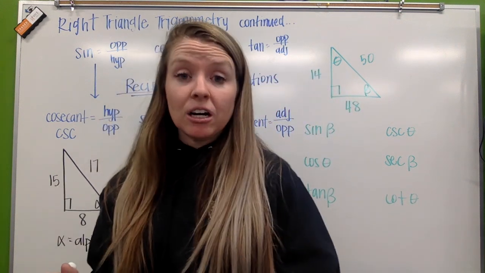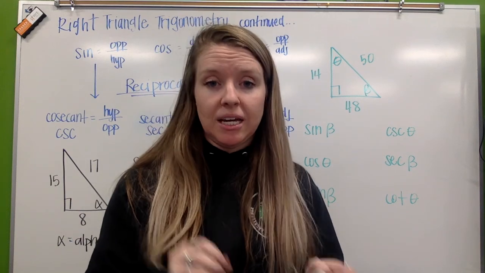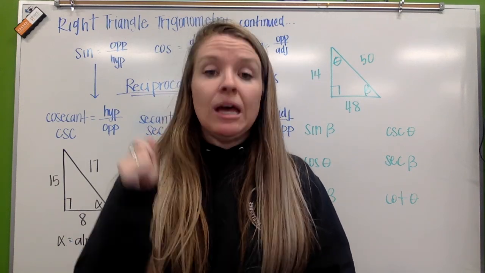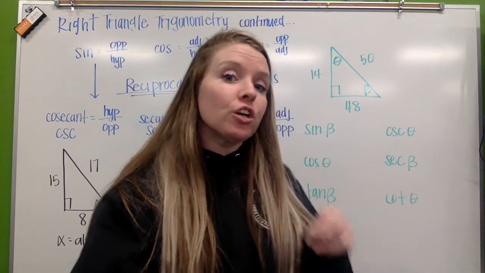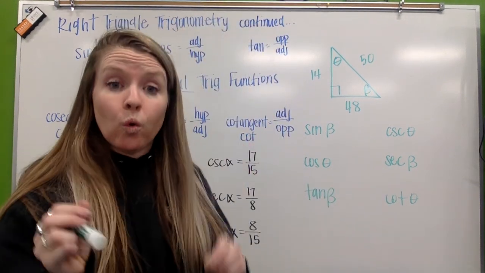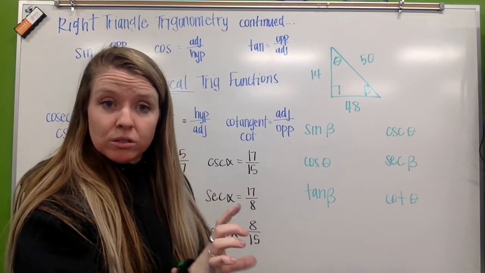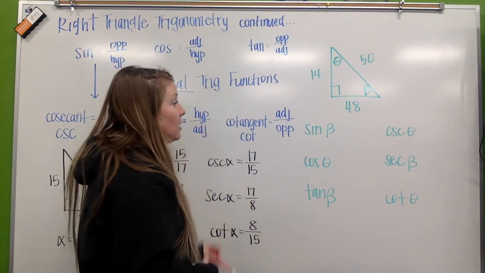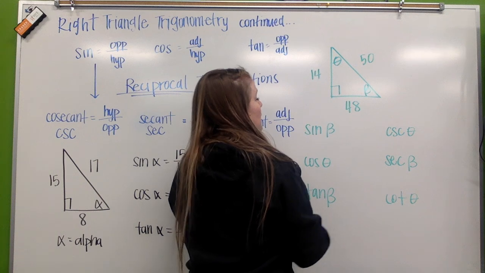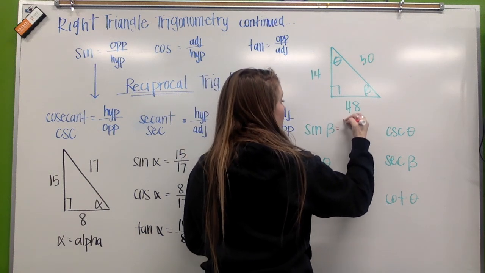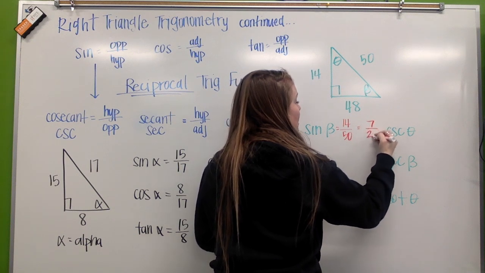What's happening here is remembering your reference angle tells you which side is opposite and which side is adjacent. And a little hint here, when you're finding your trig ratios, make sure you fully simplify your ratio. You want that fraction to be fully reduced. Okay, so let's take a look. The sine of beta is going to be opposite over hypotenuse, which is 14 over 50, which will reduce to 7 over 25.